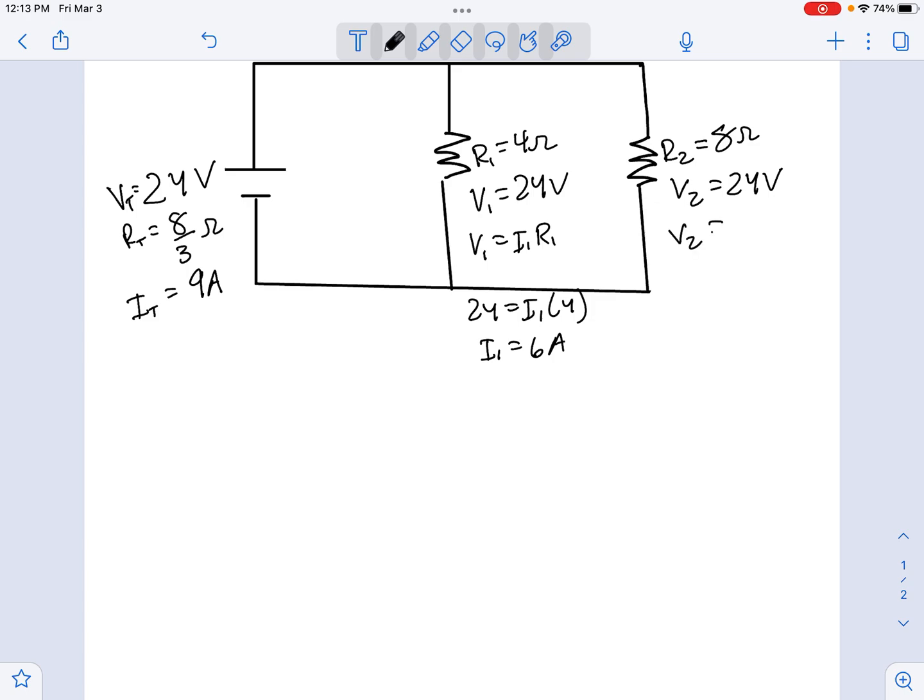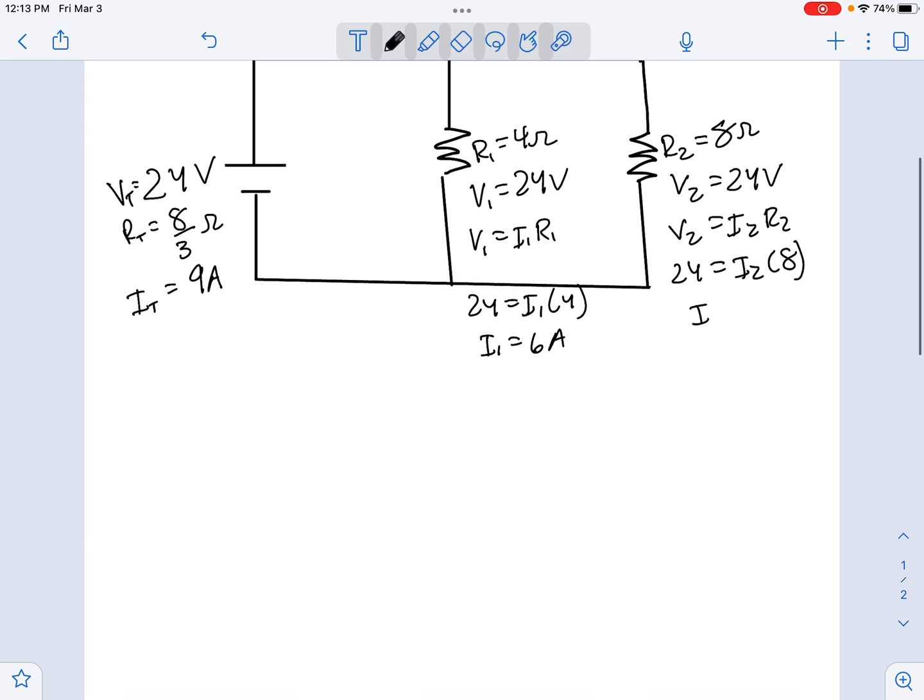Here you have V2 is equal to I2 R2. So you have 24 is equal to I2 times 8. Divide both sides by 8. You get I2 is equal to 3 amps.